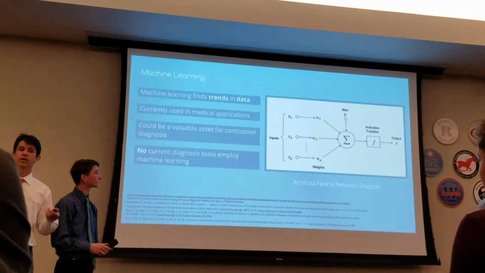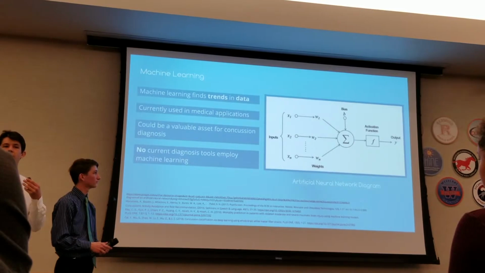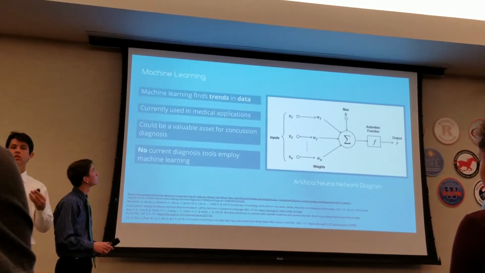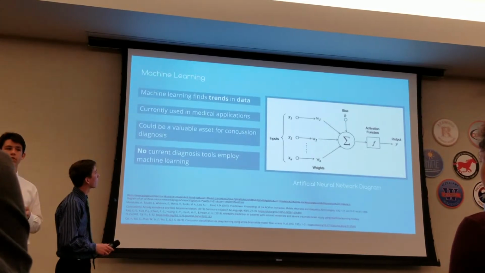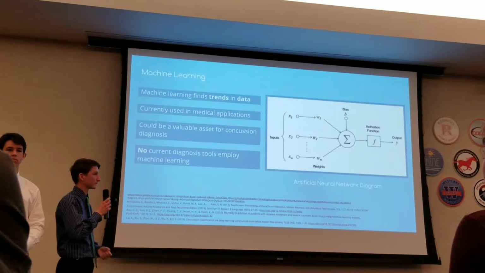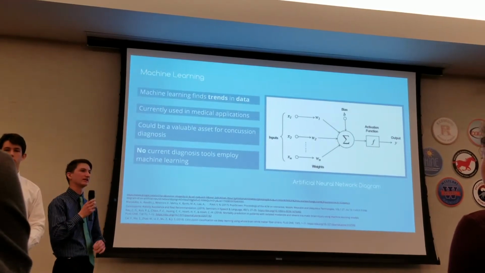So now on machine learning. Machine learning is essentially finding trends in data. And within that, it is currently used in medical applications, however, not so much in concussions. So it could be used as a valuable asset for concussions, but currently it is not.